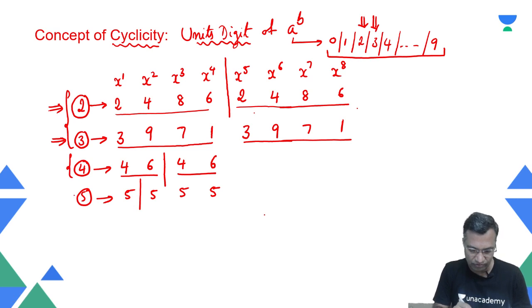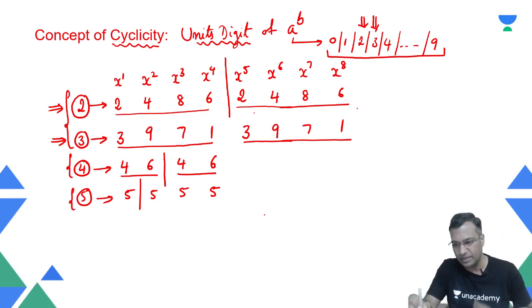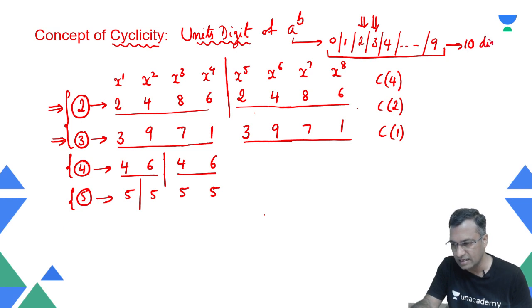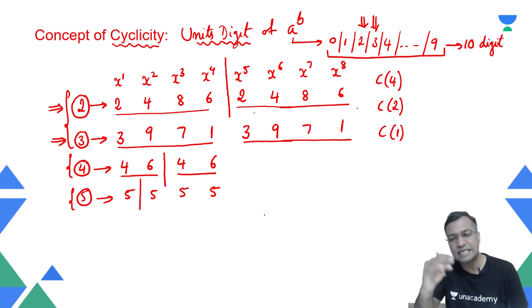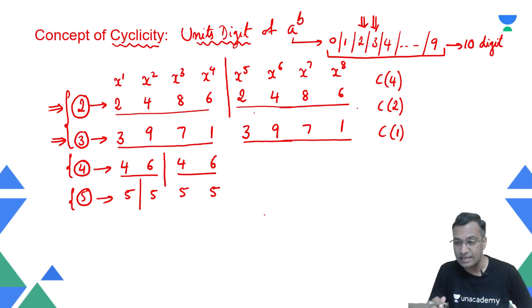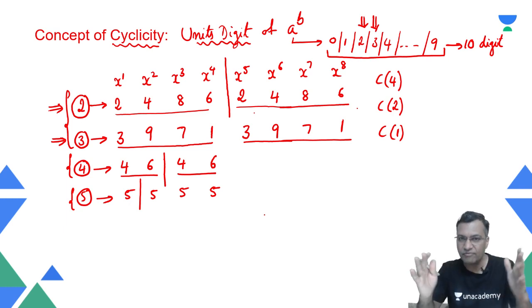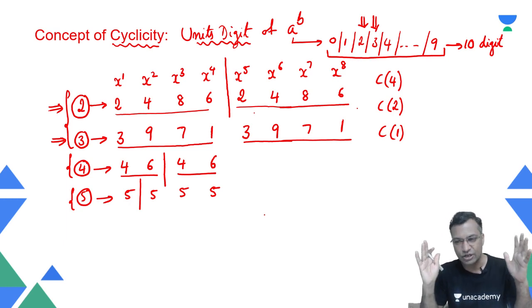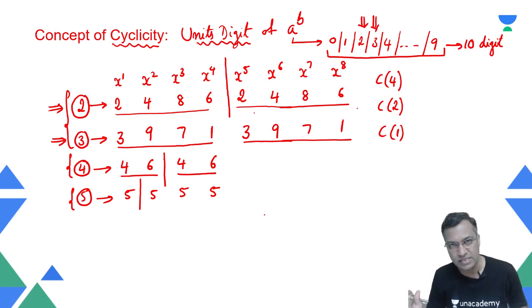Okay, we examined 3 different things. In fact, the cyclicity for any digit has to be one of them. That is, there are certain digits which have a cyclicity of 4. There are certain digits which have a cyclicity of 2. There are certain digits which have a cyclicity of 1. Okay, how many digits do I have? I have 10 digits. In the sense the units digit can take 10 digits, that is 0 to 9. The 10 digits can be classified into 3 groups. What are the 3 groups? Certain digits have a cyclicity of 4, certain digits have a cyclicity of 2, and certain digits have a cyclicity of 1.